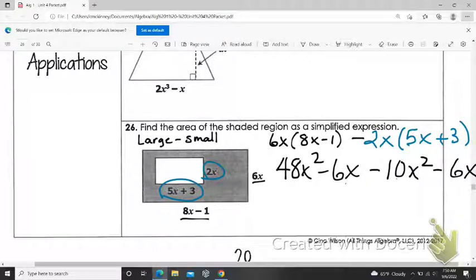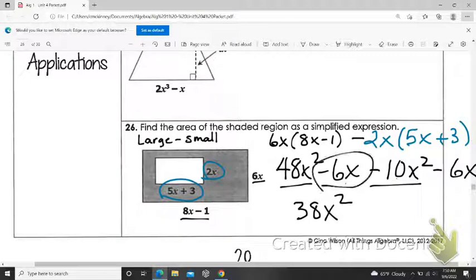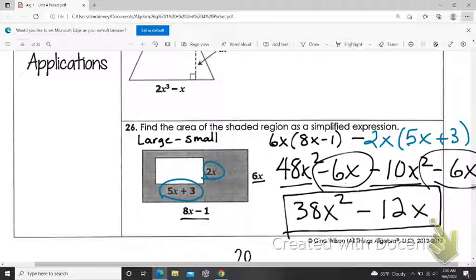You could just find the area, but then subtract, but you'd have to be sure then that you distribute the negative sign. So I find it easier to just write it this way, and then distribute that negative as I find the area. So now I need to put my like terms together. So I have 38x squared and negative 12x. That would be the area of the shaded part.